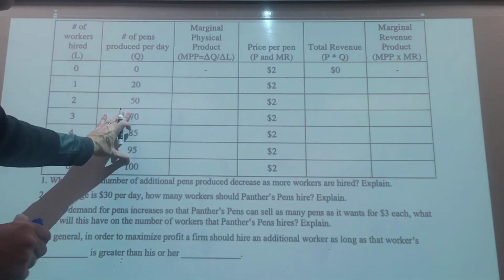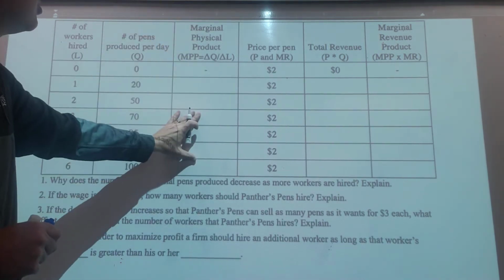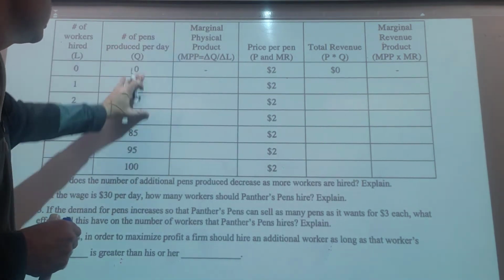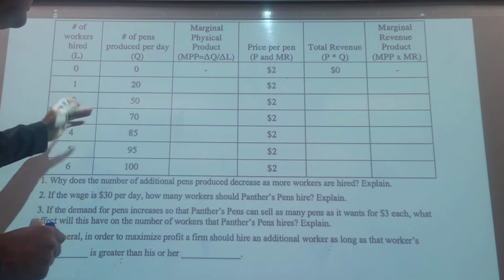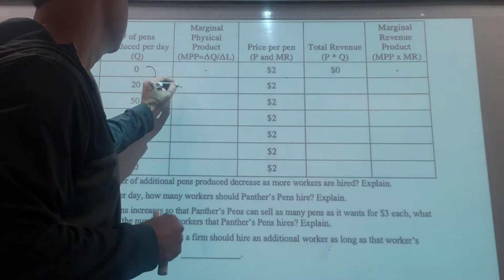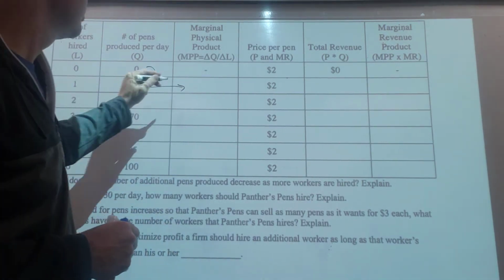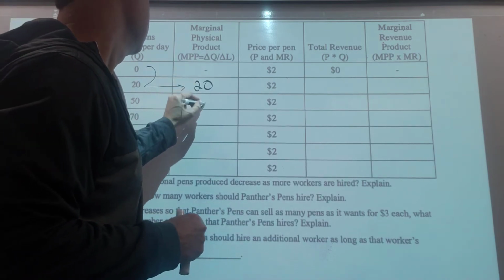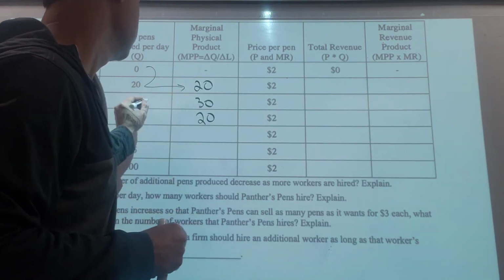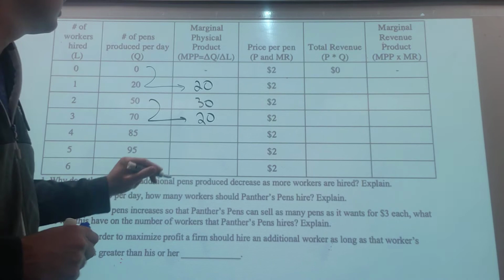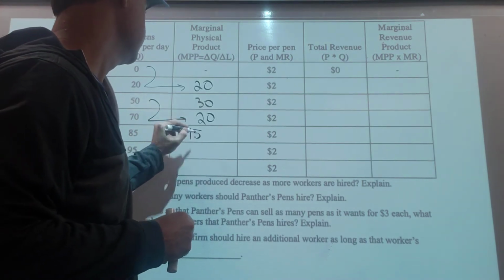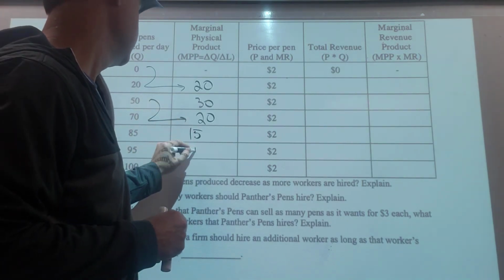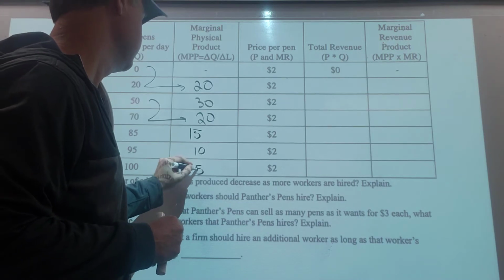You have number of pens in this column here. Marginal physical product, again, just change in quantity of output over change in labor. So 20 minus 0 over 1 minus 0 is 20, and 30, and 20, 70 minus 50 is 20, 85 minus 70 is 15, 95 minus 85 is 10, and we have 5 here.